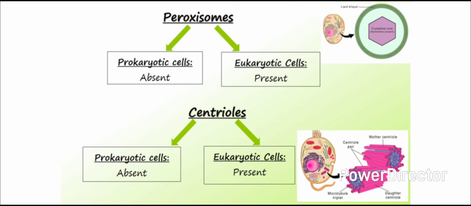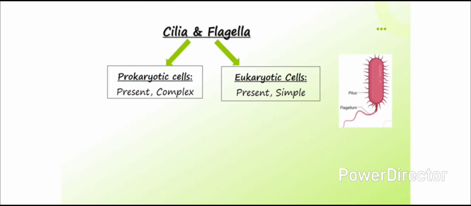Peroxisomes. In prokaryotic cells, it is absent, whereas in eukaryotic cells, it is present. Centrioles. Same here also, in prokaryotic cells, it is absent. In eukaryotic cells, it is present. Cilia and flagella. These two help in the movement of the body. These are present in both types of cells, whereas in prokaryotic cells, it is complex in structure. In eukaryotic cells, the structure is very simple.